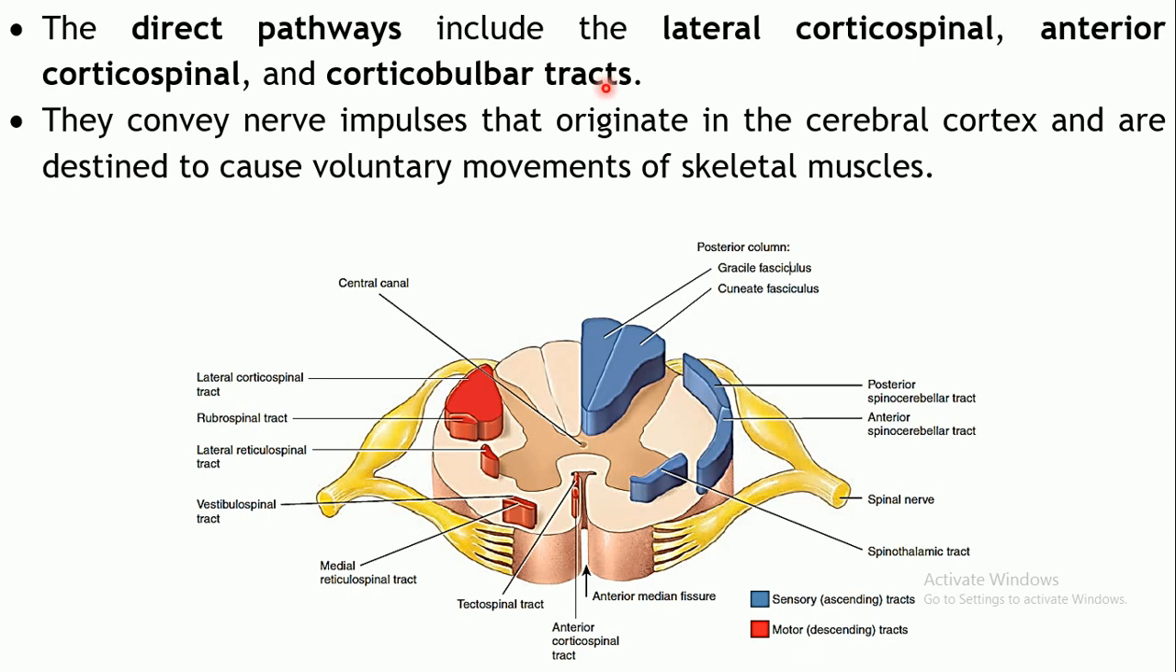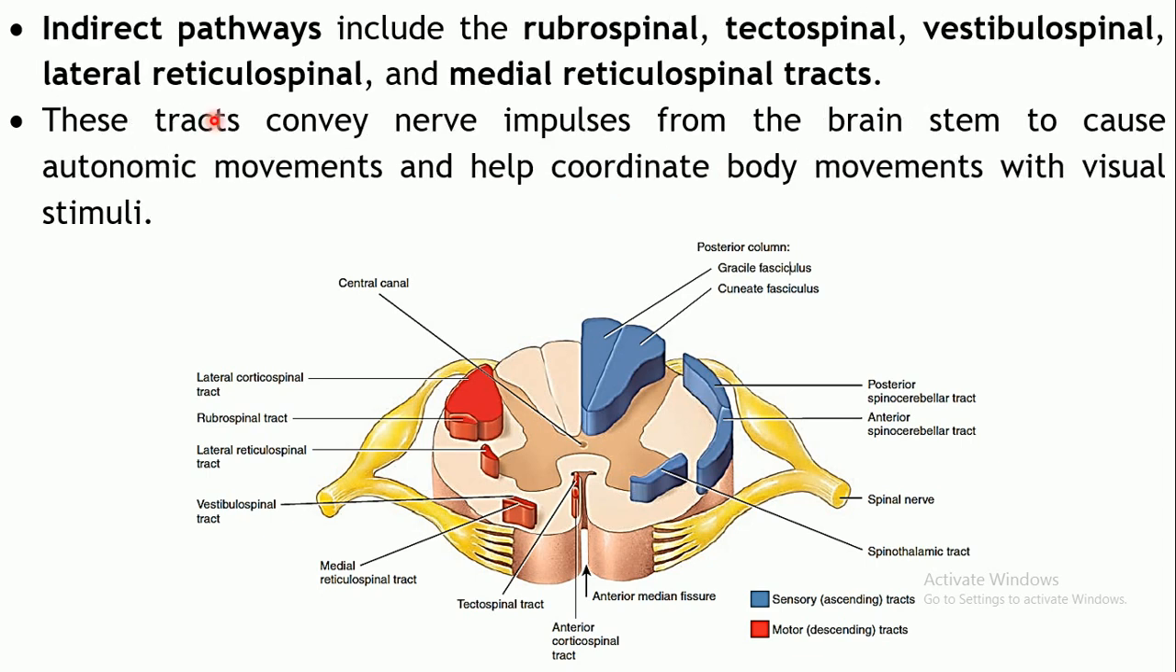Okay, so these are all the motor tracts which are descending downwards. They are conveying the nerve impulse which is originating in the cerebral cortex, and these will convey the impulses for voluntary movements of certain skeletal muscles.